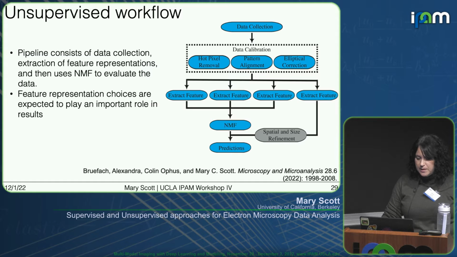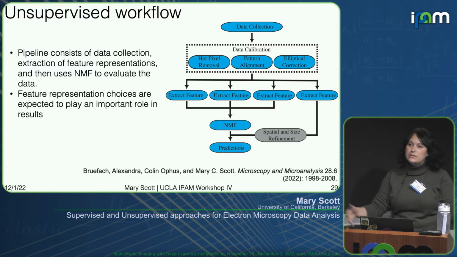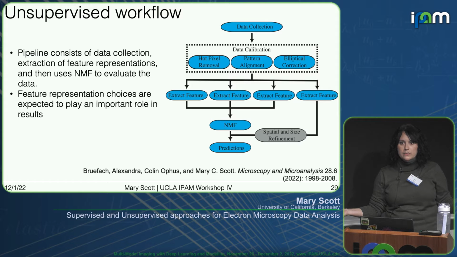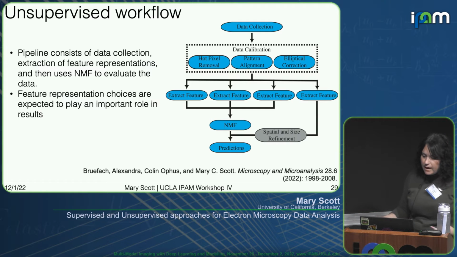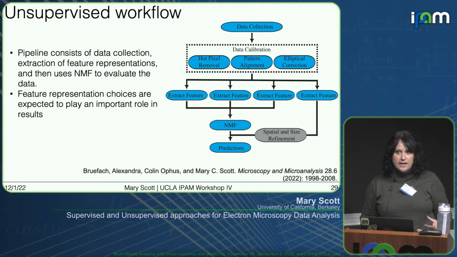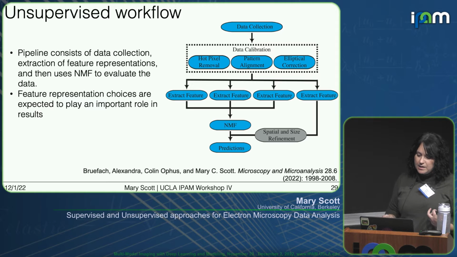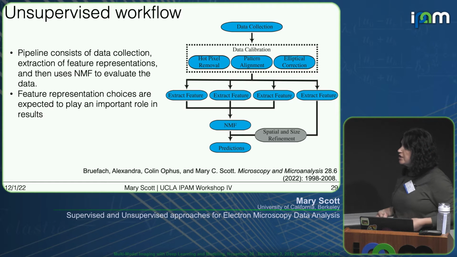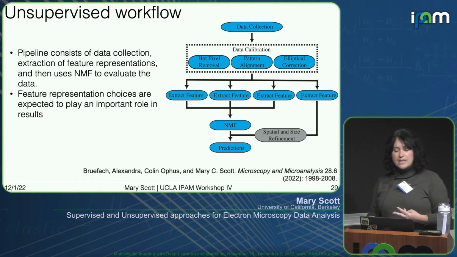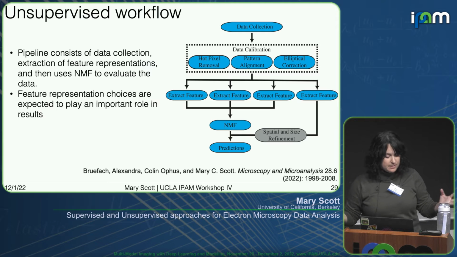So our approach here is going to be non-negative matrix factorization. And so really our input into our NMF algorithm are going to be feature vectors that we have constructed ourselves from our data. So we need to reduce our data in some way, and we can either study individual featurizations or we can combine them together. We could also do a spatial and size refinement step if we wanted to. We have not done that yet.